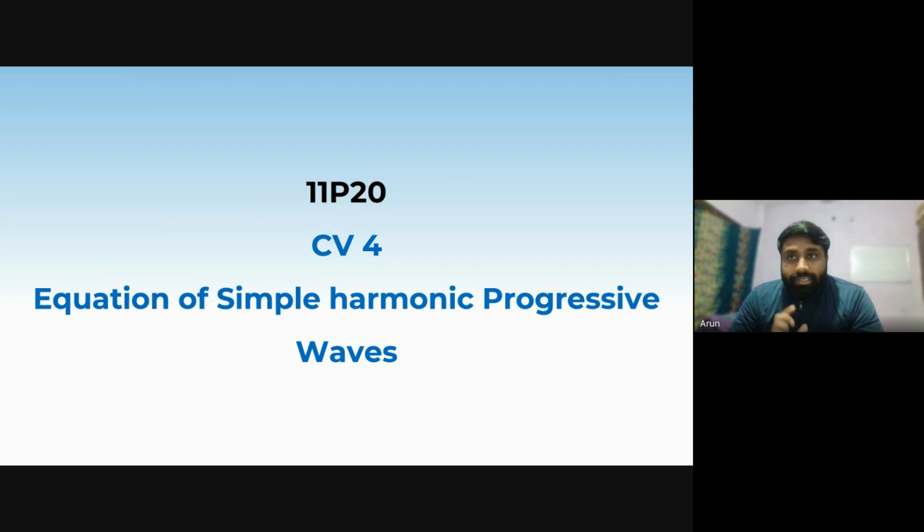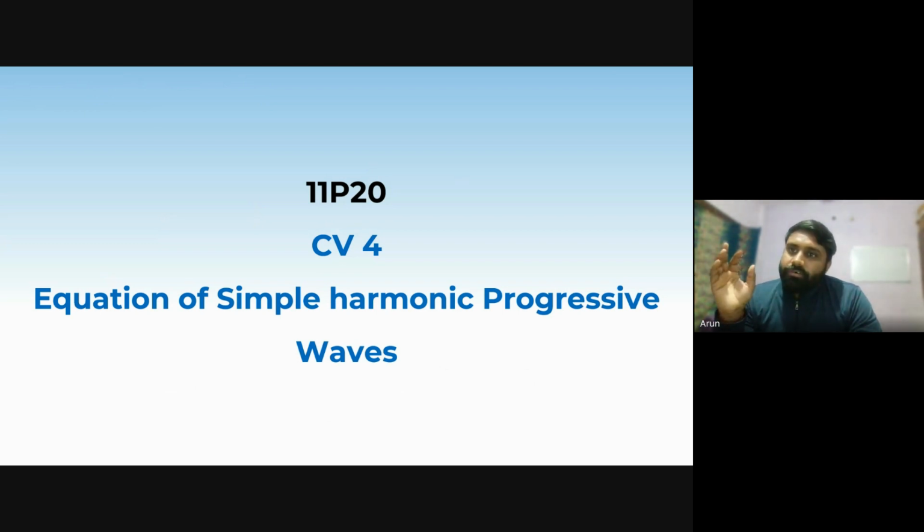So today our aim is to establish the equation of simple harmonic progressive waves. We have studied waves, and there are two different types of wave: mechanical wave and non-mechanical wave. Let's revise it together. First of all, what is a wave? A wave is a disturbance. Disturbance of what? Disturbance of momentum, disturbance of energy. That is a wave.